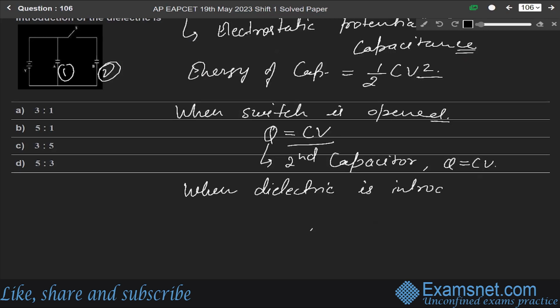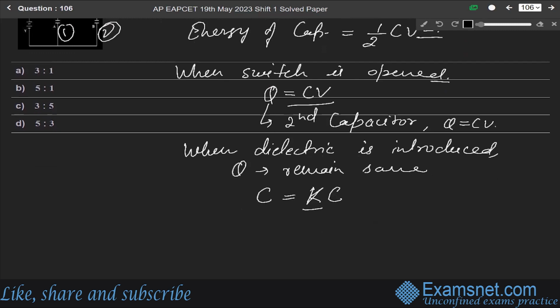When a dielectric is introduced, we know that the charge always remains the same, whether we remove the dielectric or insert any dielectric. So for this also the charge remains the same, but the capacitance C will change. It will be K into C. This K is the dielectric constant. Let us say this is condition 1, this is condition 2.